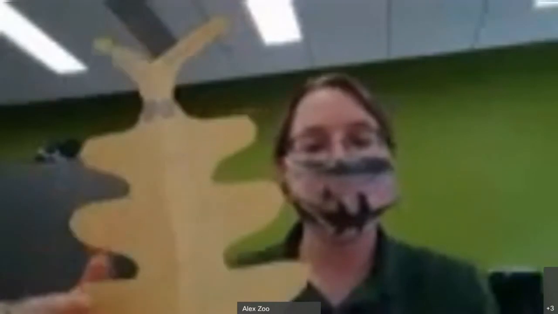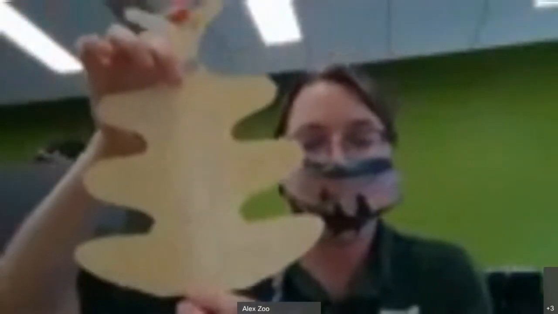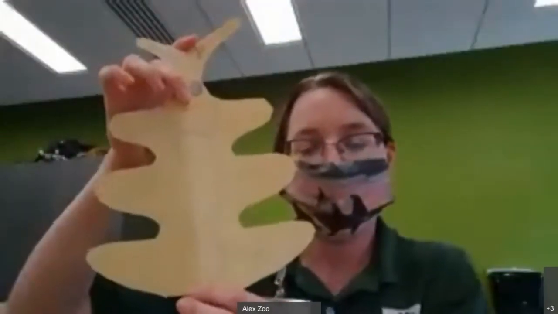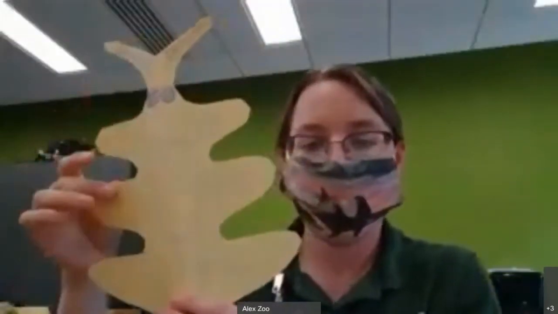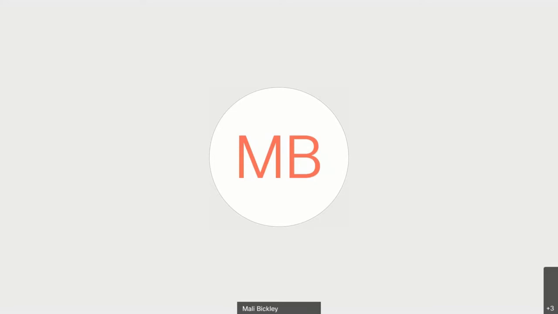So I added some features to my bilateral arthropod to make it an insect, which is that specific group. So we said 6 legs, compound eyes, antenna. And one thing we didn't really talk about was the 3 body parts. Does anybody know the 3 body parts of an insect? Yeah, they do. Head.